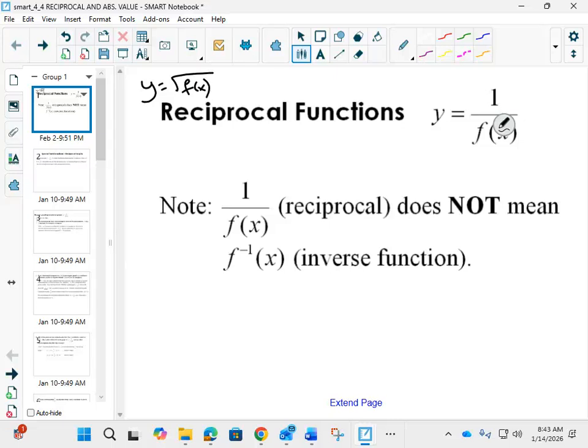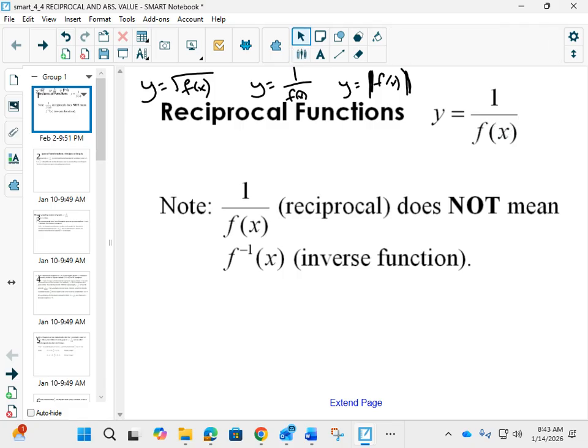So what we have left to do is two other graphing techniques. One of them is, if you know the original function, what happens when you put that function in your denominator and do the reciprocal of it? And the other one is, if you know the original function, what would happen if you put it in absolute values? That's what we have left to do.